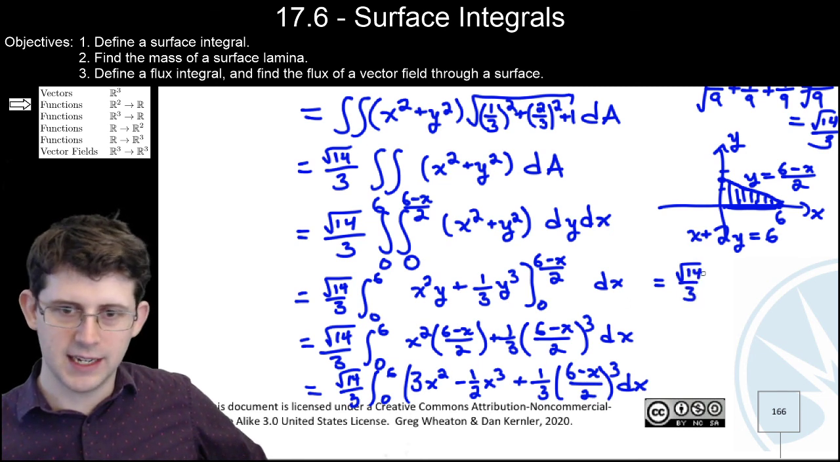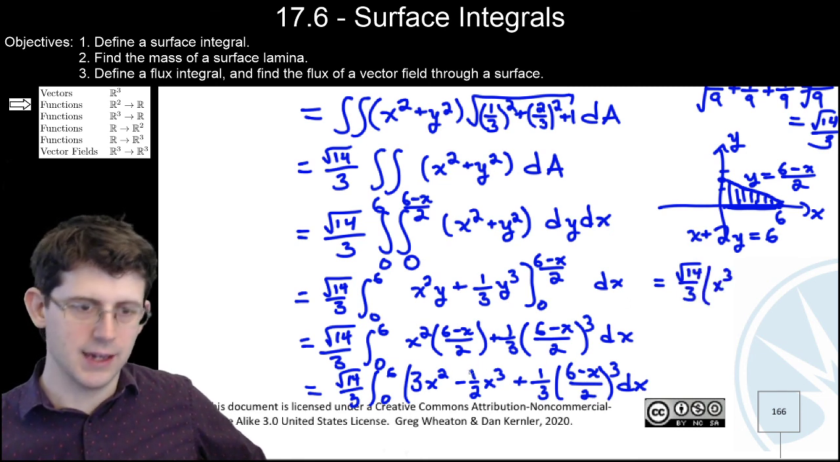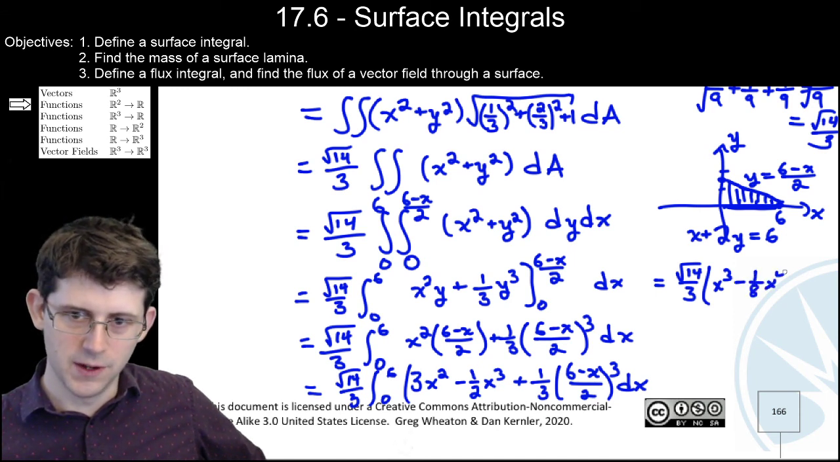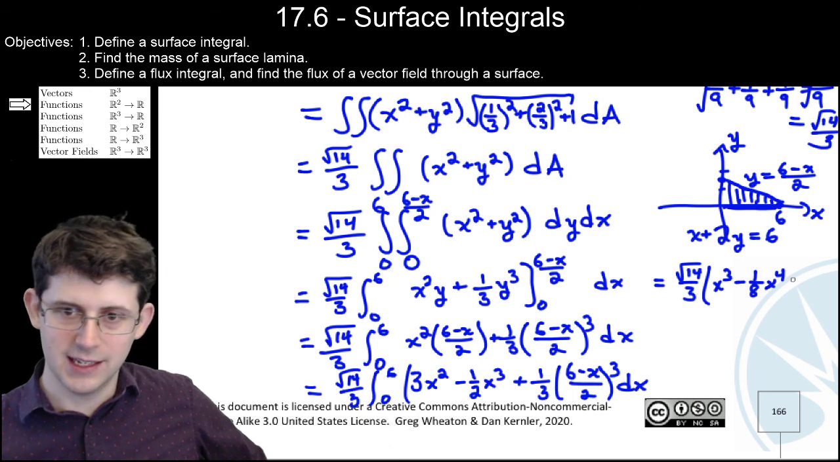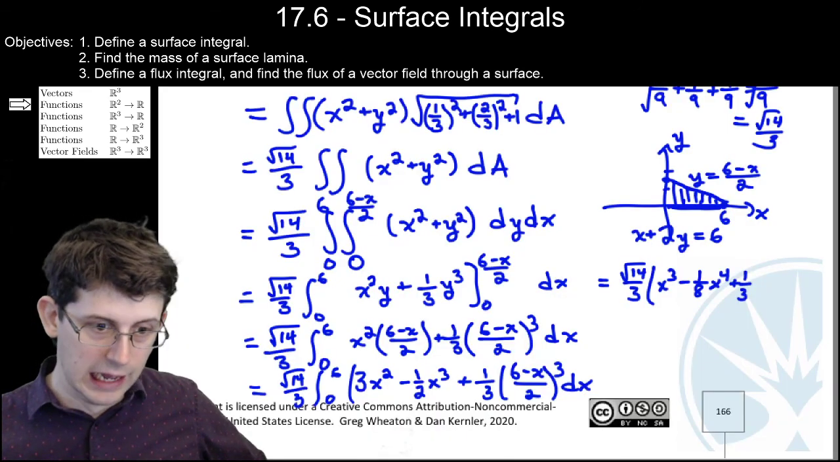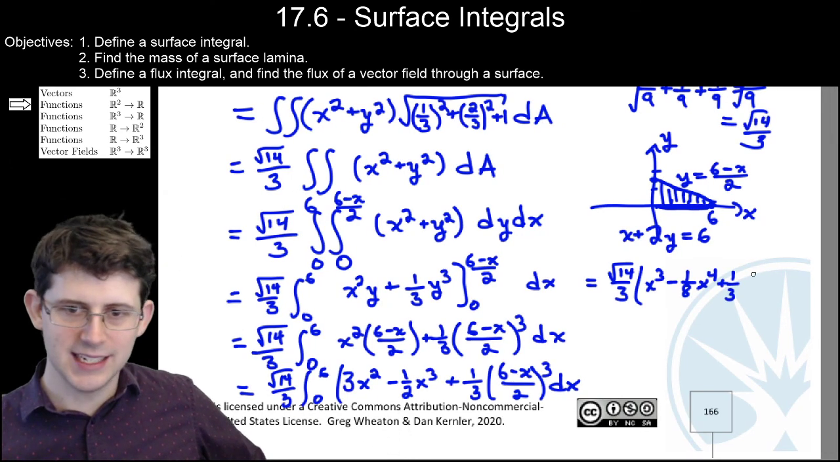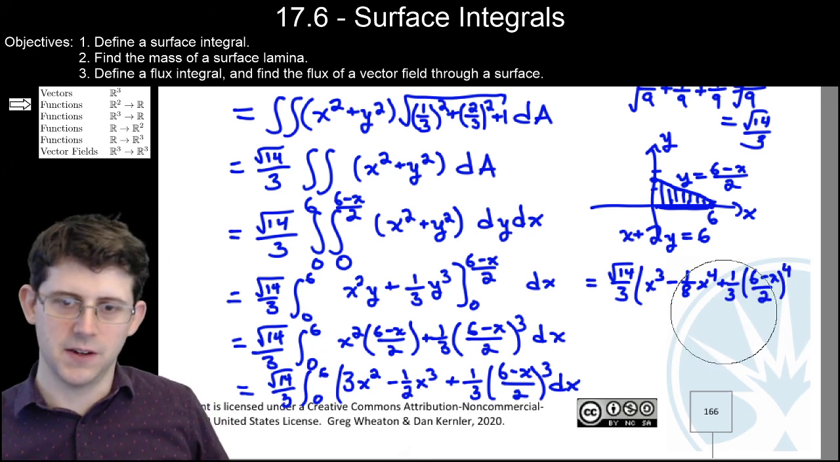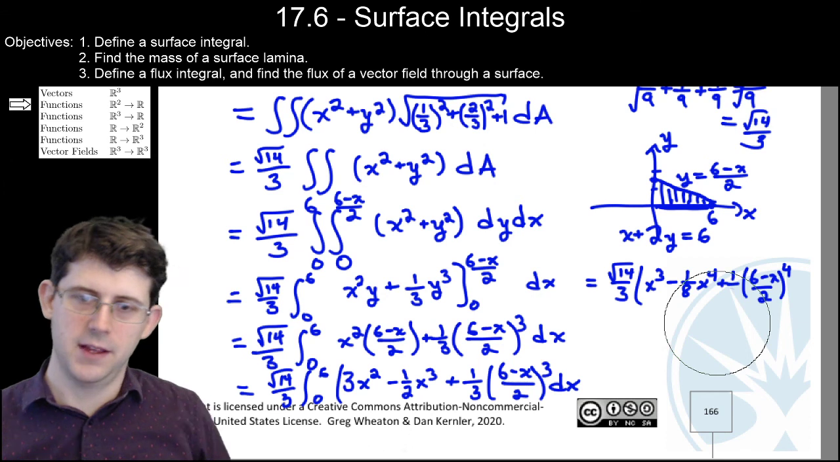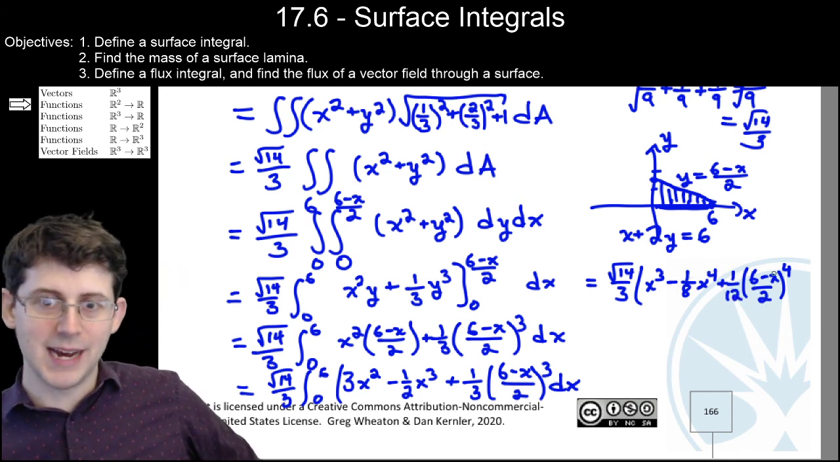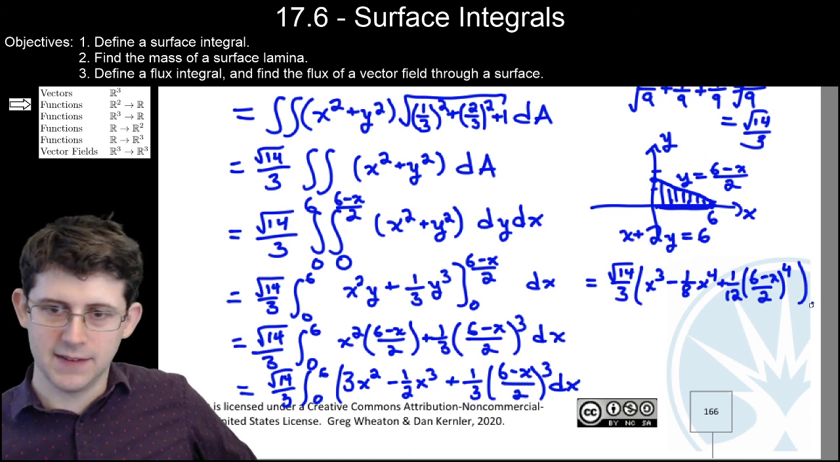So the integral of 3x squared is x cubed. The integral of half x cubed is an 8th x to the 4th. And the integral of this thing is, well, keep the constant. Make the power 1 bigger. Divide by the new power. So instead of a third, it's going to be a 12th. And then because of the chain rule, I'm going to be off by minus a half here somehow, and I'll have to fix it.